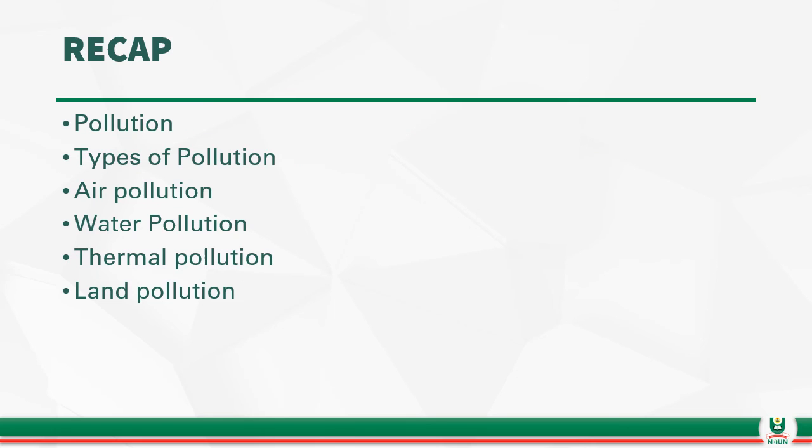Then let's summarize what we have done from the beginning. We said pollution is the introduction of harmful material into the environment, and we have types of pollution like air pollution, water pollution, thermal pollution, and land pollution. We've also looked at the pollutants from the air, pollutants of the water, and we saw the bad effects of these pollutants to our society.